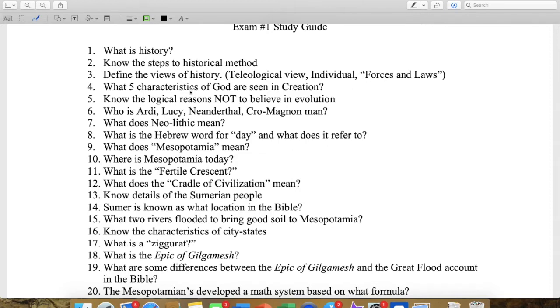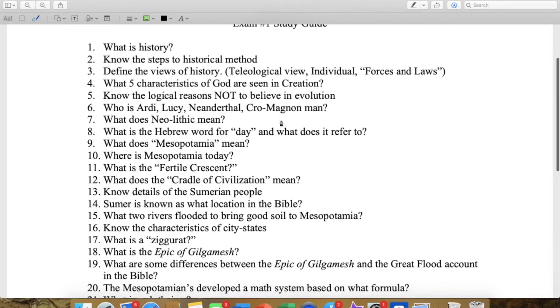Number four, what are the five characters of God seen in creation? We went down through that whole long list. I think it was an entire PowerPoint slide on that, dealing with God's power and wisdom and all of that. Number five, know the logical reasons not to believe in evolution. Number six, who is Artie, Lucy, Neanderthal, and Cro-Magnon man? We went through those. We talked about the ages of those.